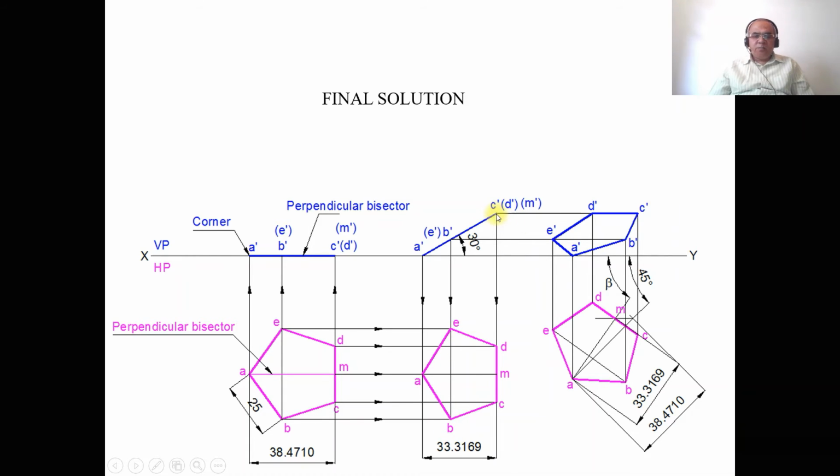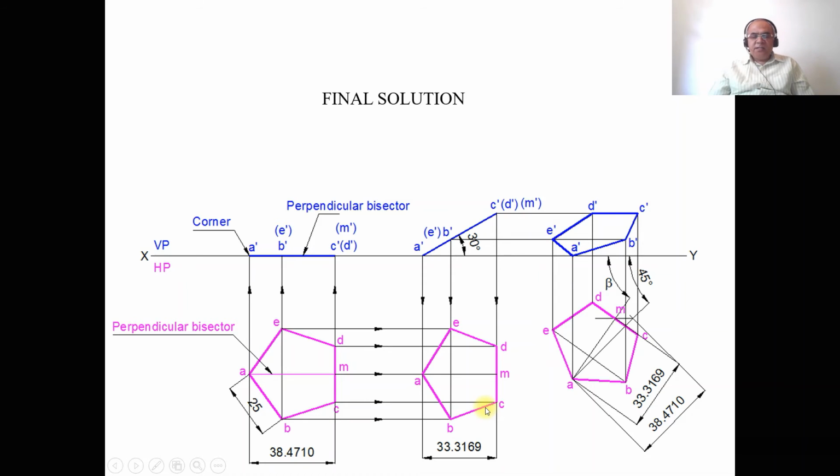Similarly, draw a vertical projector from C dash, D dash and M dash, and draw a horizontal projector from C and also from M and also from D. All these three lines will intersect at C, M and D, and you mark these points as C, M and D. Then join A to B, B to C, C to D, D to E, and E to A with a dotted line. So this is how you will be able to get the second position top view.